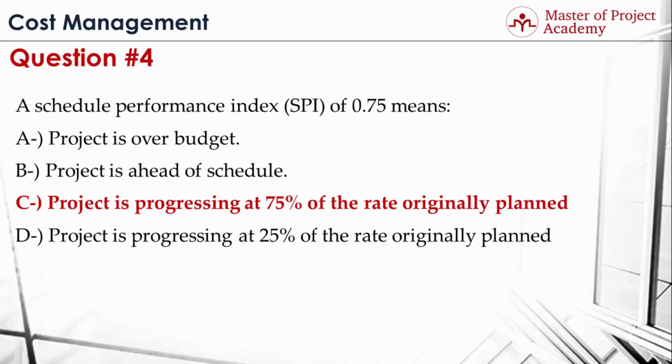A is irrelevant because SPI is a Schedule Performance Index. We cannot derive any conclusion about budget performance of the project with this index. B is not correct because SPI is less than 1, and therefore the project is behind schedule. And D says that you've completed 25% of the work that you have originally planned, so it's not correct. The correct answer here is C, because an SPI of 0.75 means you've completed 75% of your work that you've originally planned.